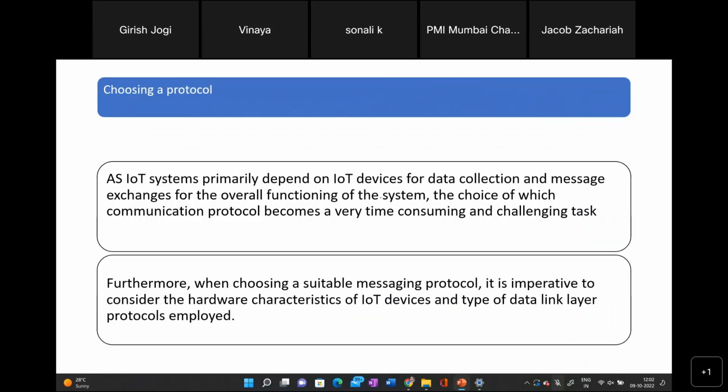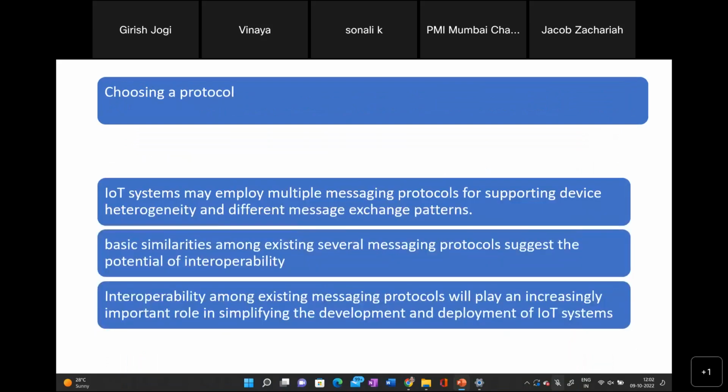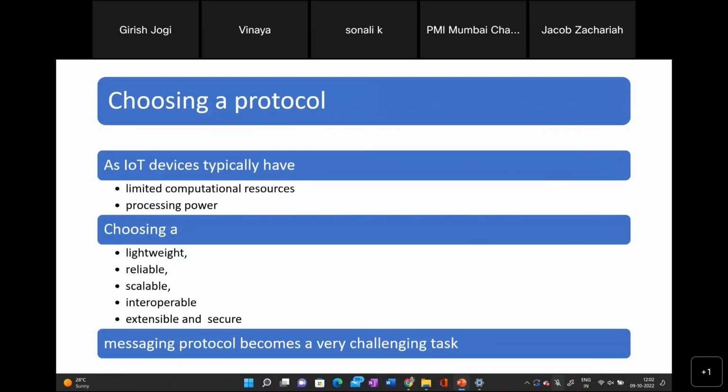So choosing a protocol definitely decides the fate of your application, whether it becomes successful or not. It is a very important step. While choosing a protocol for an IoT device, you have to consider limited computational and processing power. You need to choose a lightweight protocol which will not burden your system and in turn will save power. It should be reliable, scalable, interoperable and secure also.